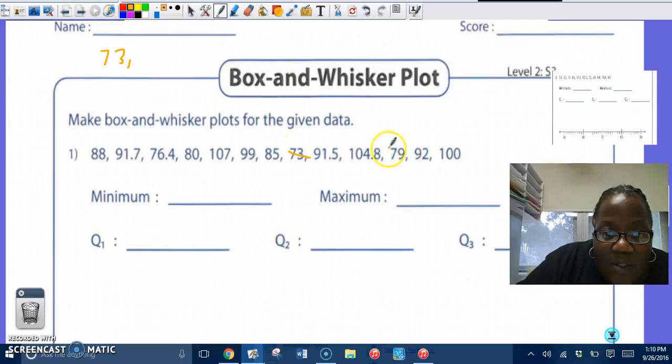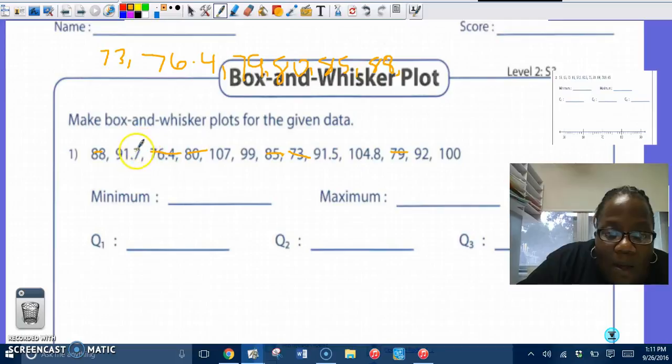And then what else? I have a 79, 76.4. So 76.4, then 79. Okay, and then it looks like I'm free to go into the 80s. So my first one will be 80. And then I have an 88, an 85. That's it. So 85, then 88.